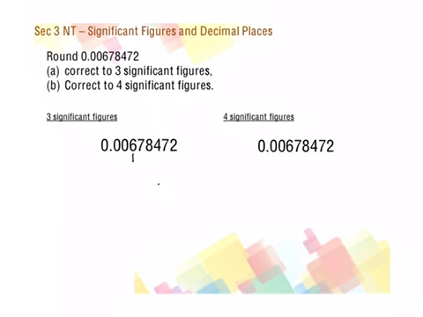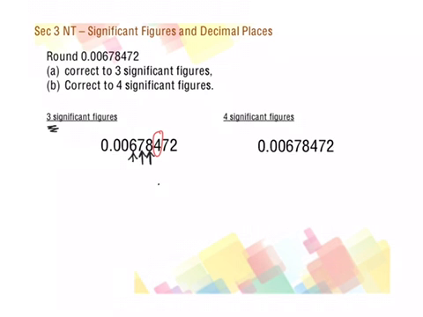0.006788472. 6 is the first non-zero number, so this will be the first significant figure, followed by 7 as the second and 8 as the third significant figure. Since the question asks us to round it off to 3 significant figures, we will need to look at the fourth sig fig. This is the fourth sig fig, which is actually less than 5.